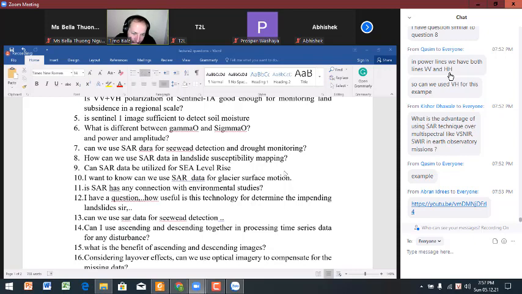Can we use SAR data for seaweed detection and drought monitoring? No, I have to.